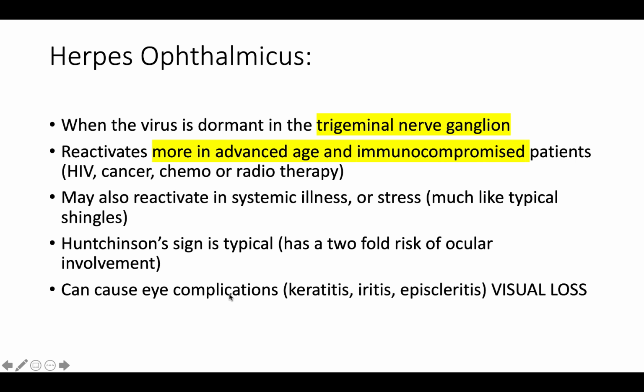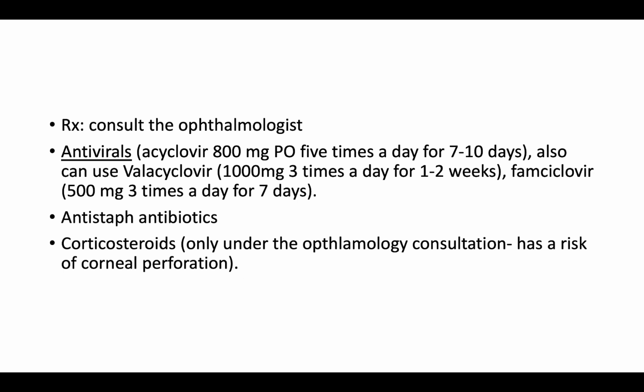What else? It can cause complications: keratitis, iritis, episcleritis, visual loss. So this is scary, and it has to be managed accordingly. What is the treatment? It goes to the ophthalmologist basically. That's their job. They know what to do. Usually you want to give antivirals, acyclovir 5 times a day for about 10 days, the same thing. Valacyclovir, the same. We said before antibiotics and corticosteroids only under the ophthalmology consultant. This is where you want the ophthalmologist to be really involved.